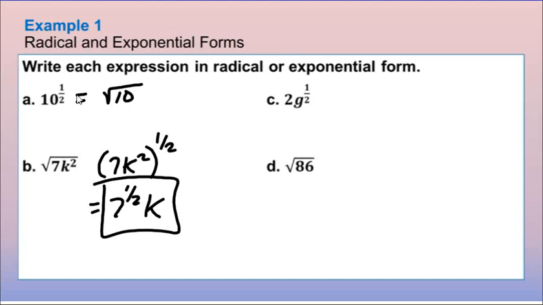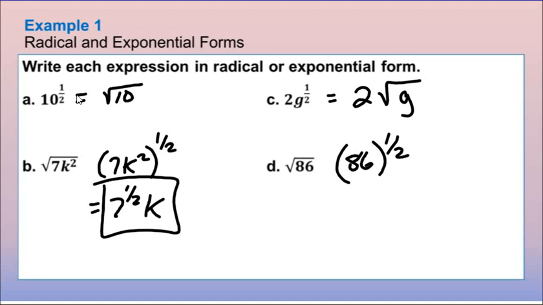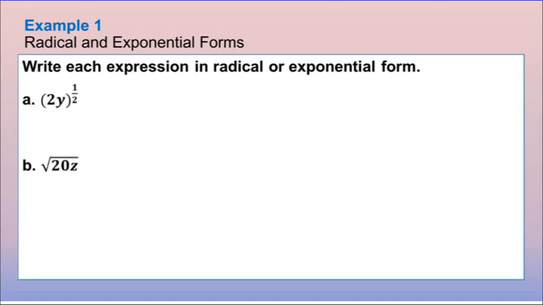Next, this is exponential. So I need to write it as a radical. So the half is only on the g. So the 2 is on the outside, and I need to find the square root of g. And letter D, square root of 86, and I have to raise that to the 1/2 power. A couple other examples here. 2y to the 1/2 power. Now 2y is in parentheses, so I have both of those as the radicand. So the square root of 2y.